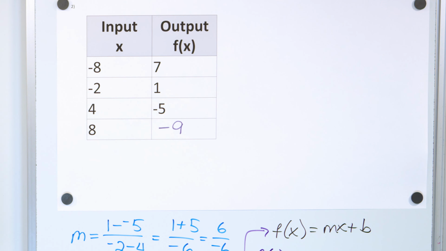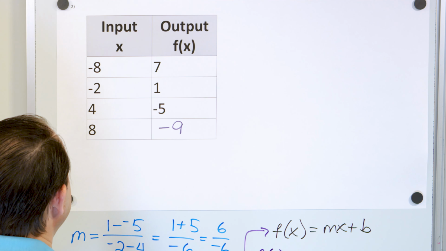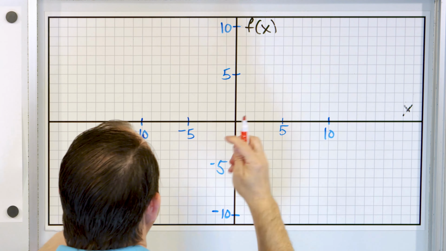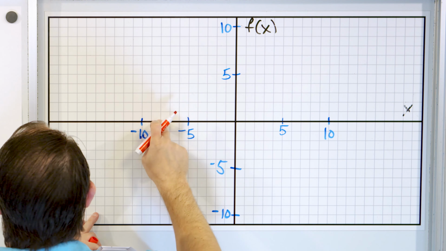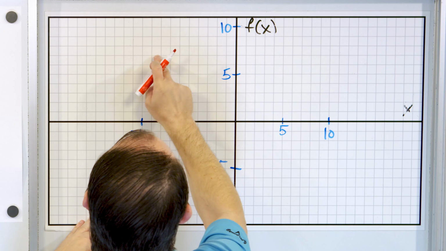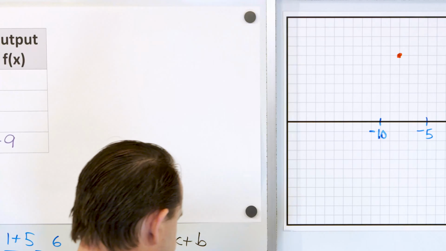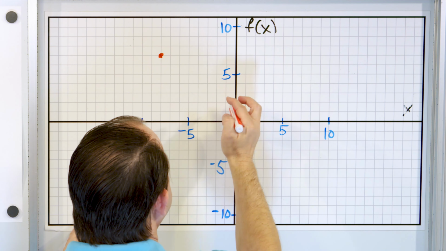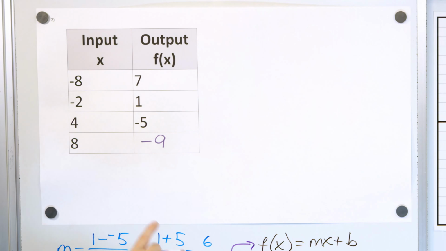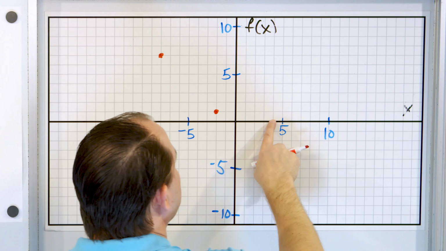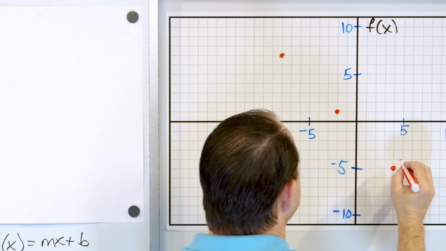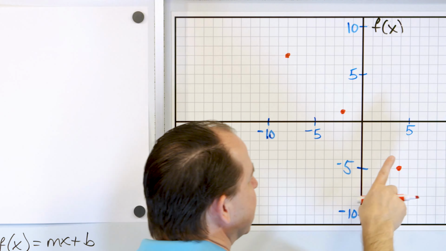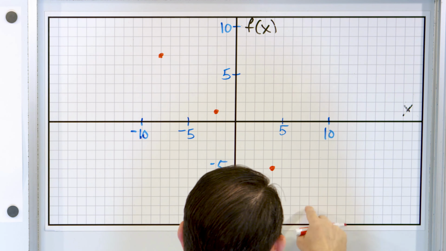Now, the last part of what we're going to do here is graph it and see if what we graph makes sense. So we have -8, 7. So here's -6, -7, -8, and +5, 6, 7. So the point should be right there. And then we have -2, +1. -2 is here, +1 means the second point is right here. And then we have 4, -5. Here's 4, -5 is way down here. And then the last point, the one that we predicted, is 8, -9. And that should be on the line as well. 8 is right here, -9 is right down here.